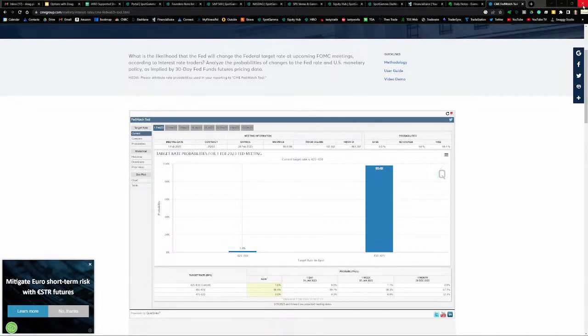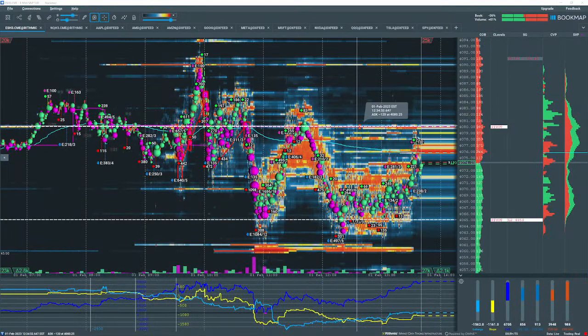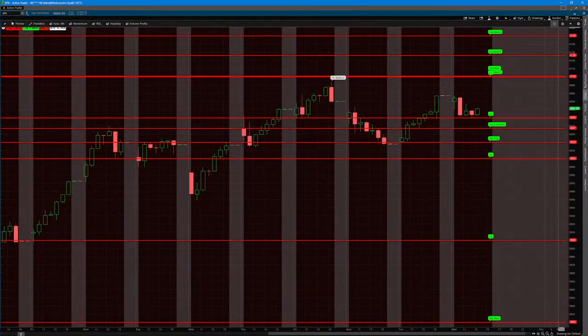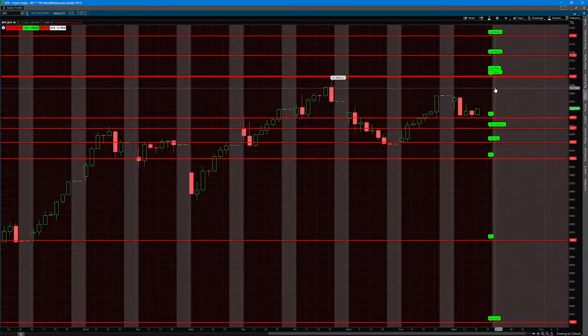Okay, let's go through our positional analysis now. And let's go to Bookmap. And the first thing that I want to take a look at is a bigger picture view. And this is the SPX. And this is in Thinkorswim, showing the key levels from Spotgamma.